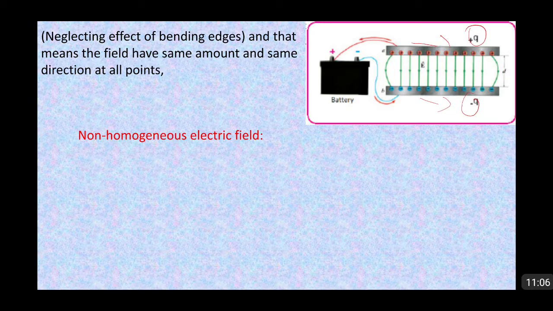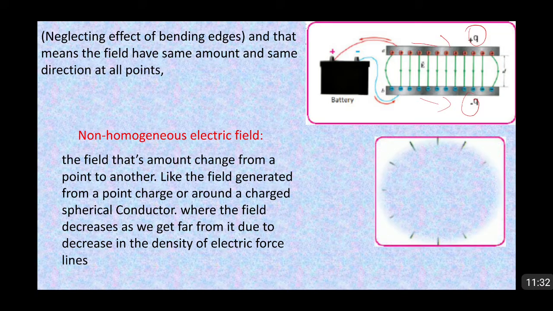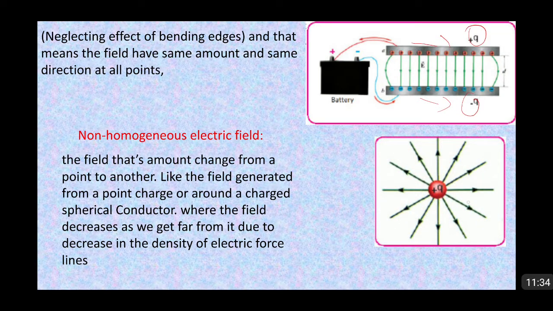Non-homogeneous electric field is the field whose amount changes from one point to another, like the field generated from a point charge or around a charged spherical conductor, where the field decreases as we get far from it due to the decrease in the density of electric charge lines. Look at this, positive charge.